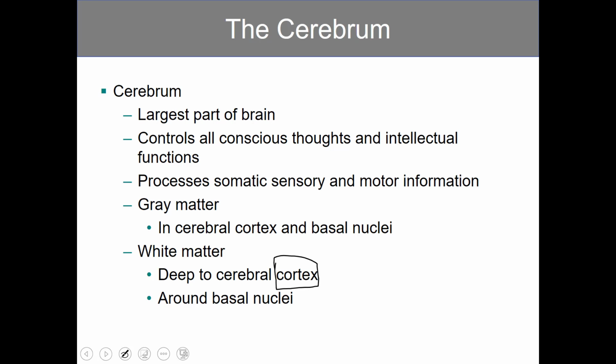If you were to consider a grapefruit, we know that the grapefruit has an outer rind, and that outer layer of tissue of any organ is called the cortex. So it is just this outer layer of tissue for any organ. And we're going to find that a lot of organs within the body have a cortex. So by cerebral cortex, we're talking about the outer layer of the cerebrum.